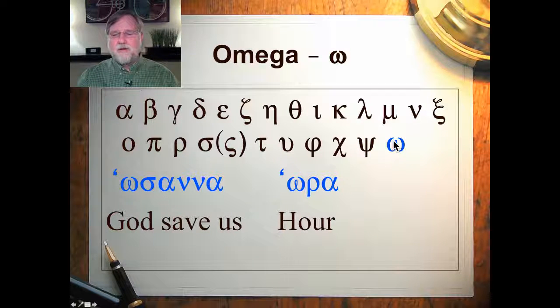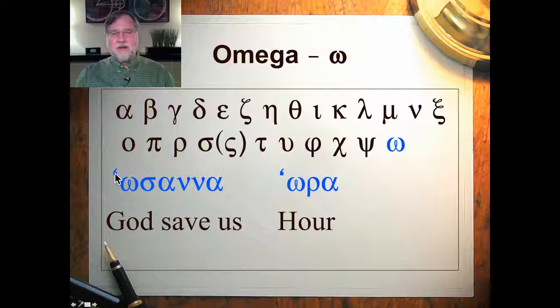Last letter is omega. So when we talk about Jesus is the Alpha and the Omega, one of the reasons they do that is because Alpha is the first letter, Omega is the last letter. So Jesus is the beginning and the end. The Omega is a long O sound. Just like the Aida right here was a long A sound, the Omega is a long O sound. So it's Omega. So two words to remember: Hosanna.